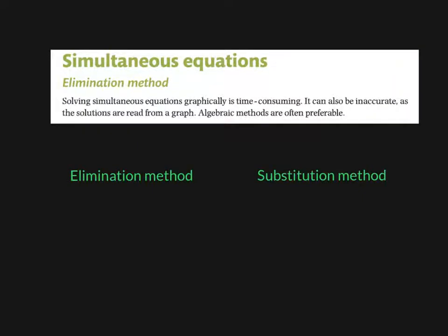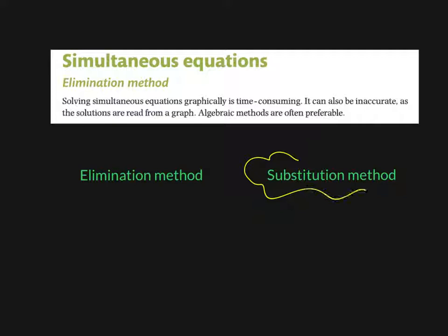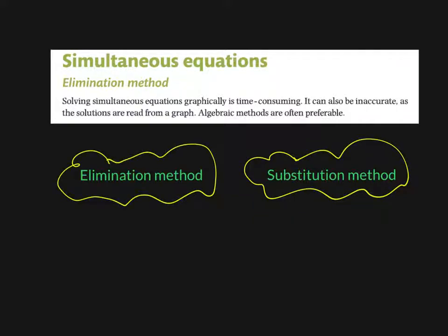Solving simultaneous equations graphically is not the most accurate method. Besides, it is time-consuming too. This is why we are looking at algebraic methods to solve simultaneous equations. There are two methods that we use, the substitution method and the elimination method. Today we are going to look at how to solve simultaneous equations using the elimination method.